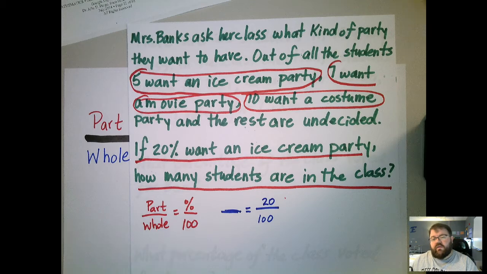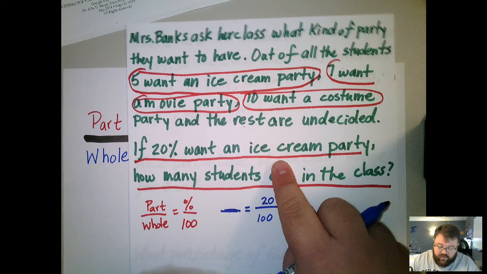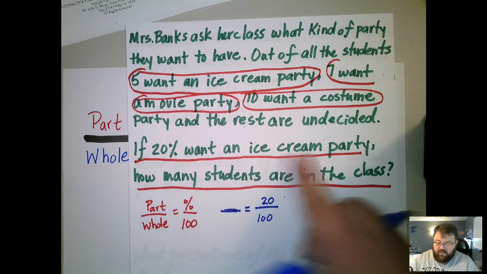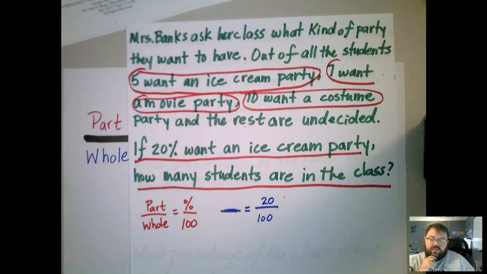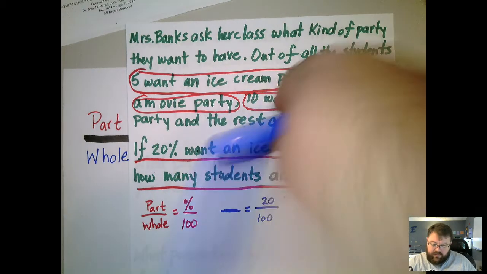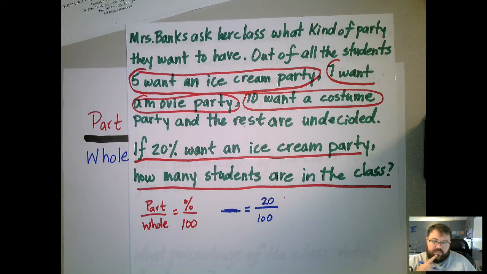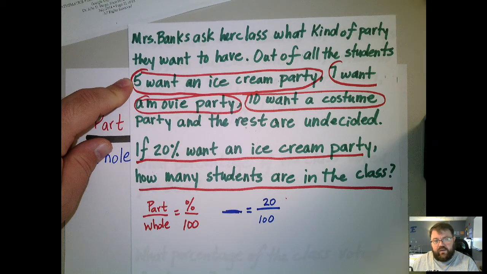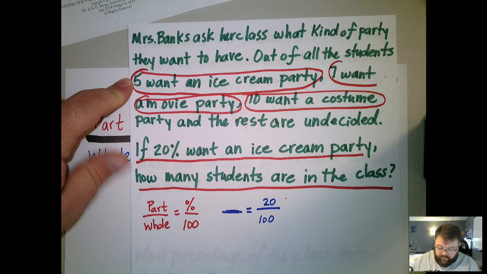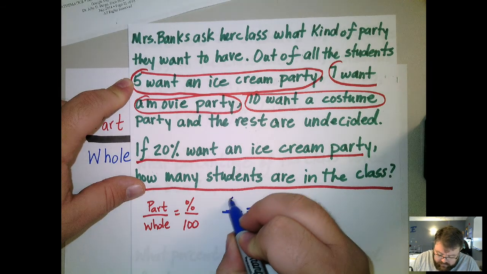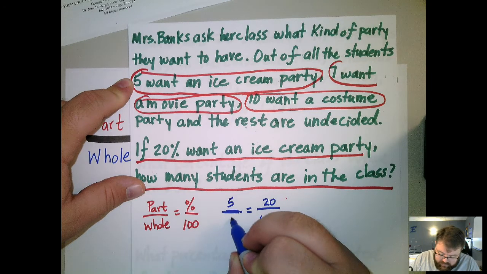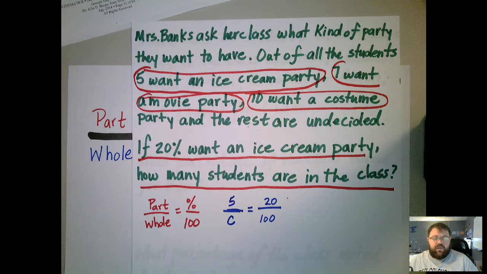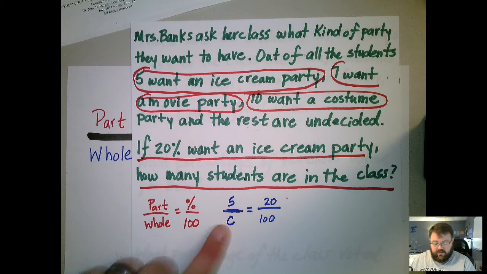Now this is the part that you need to really pay attention to in your question. If 20% want an ice cream party, how many students are in the class? So which of these numbers, the 5, the 7, or the 10, am I going to really care about? Hopefully you said the 5. Where would it go now? Hopefully you said the part. Okay, we're trying to figure out how many kids are in the class, so that is the whole.